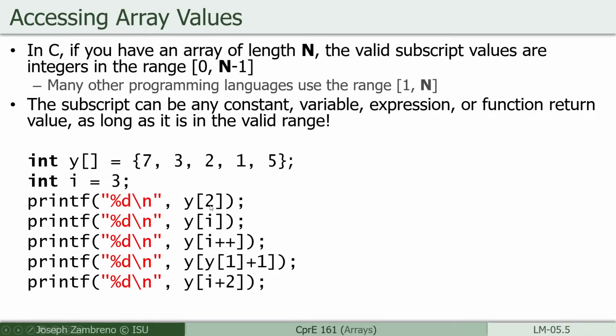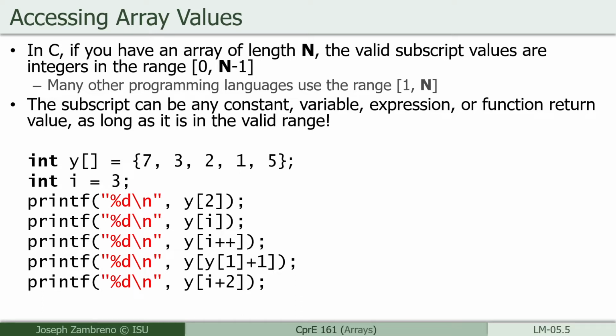A constant subscript is perfectly fine. Again, as long as it's in the range 0, 1, 2, 3, 4. You can't do y of 5, that would be wrong. Y of I, where I is some other integer variable, is also an extremely common thing. And we'll see lots and lots of examples. Your programs will all be doing the equivalent of y of I in your code.